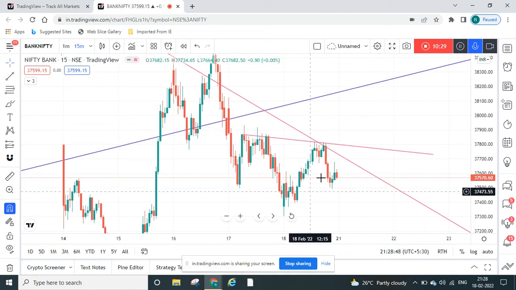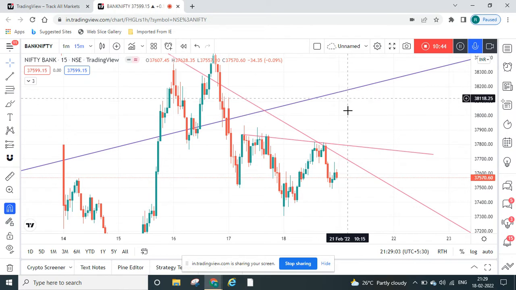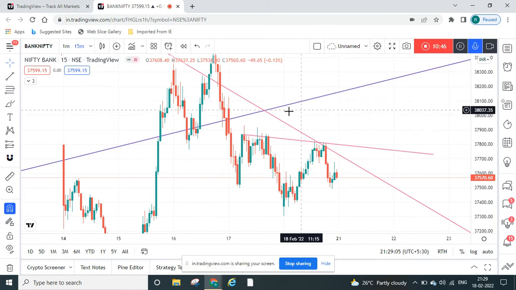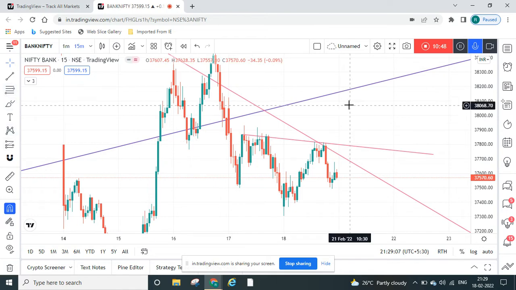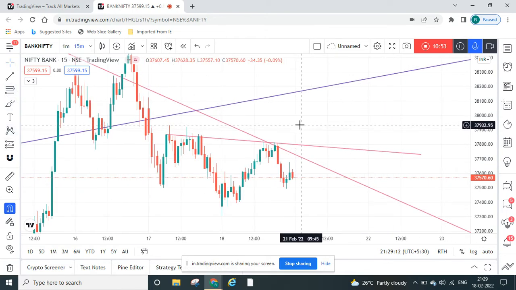Perfect. So if there is a breakout of this trend line, don't make any entry. If there is a breakout of this level around 37,800, and any one 15 minute candle closes above it, we can make a long entry and wait for the target till this level. This blue line extension will be the target, guys, and it will be around tomorrow's zone.